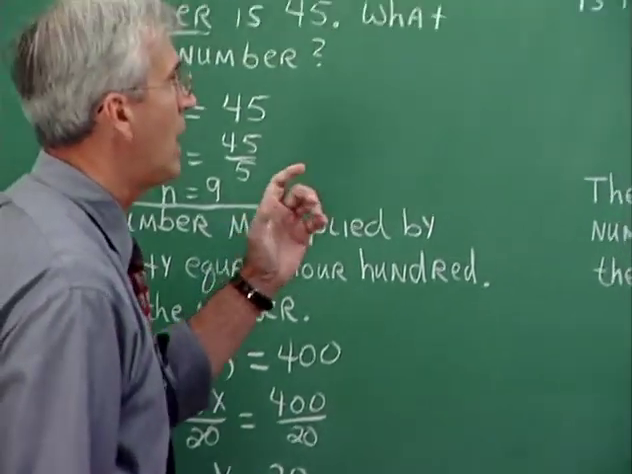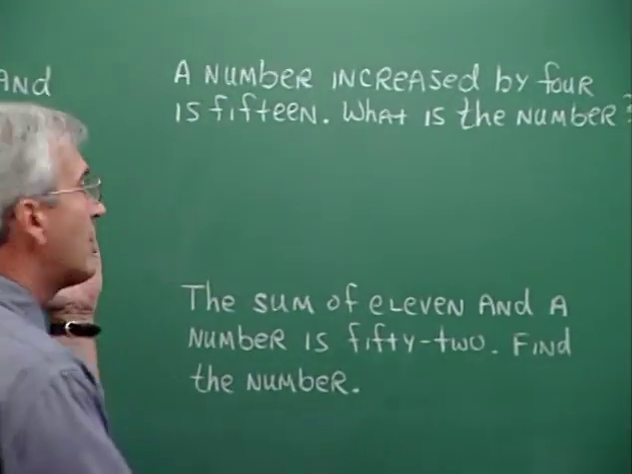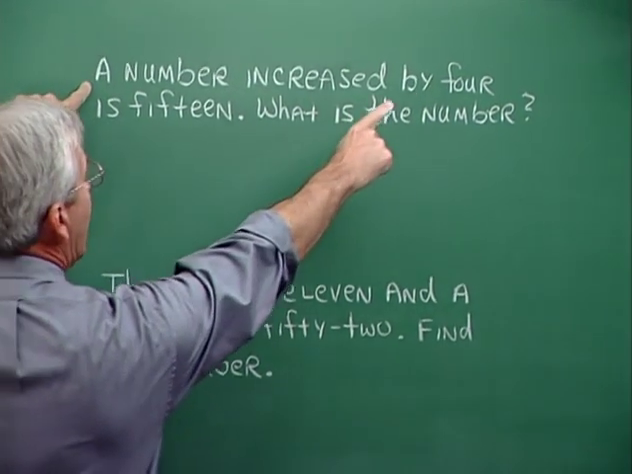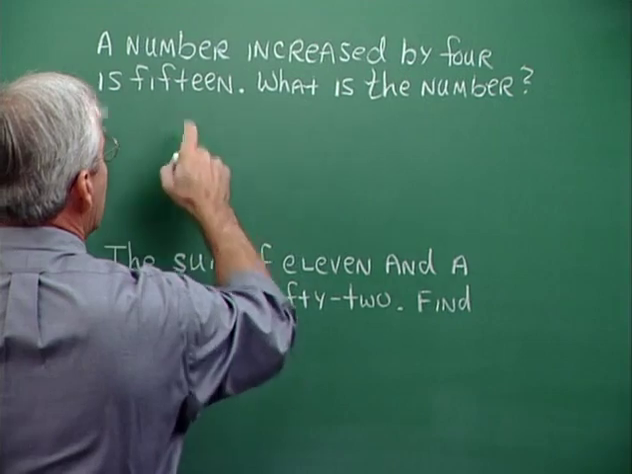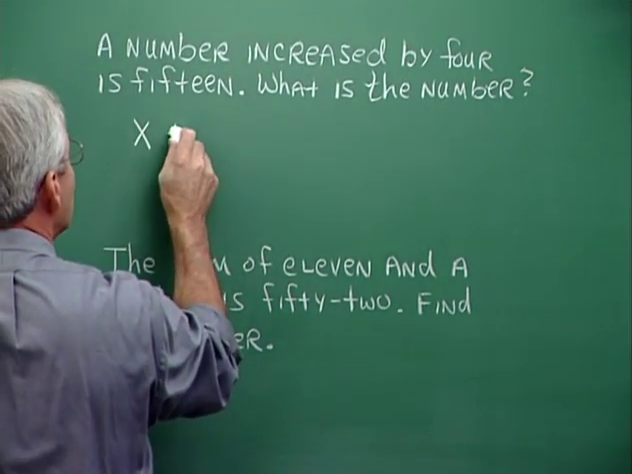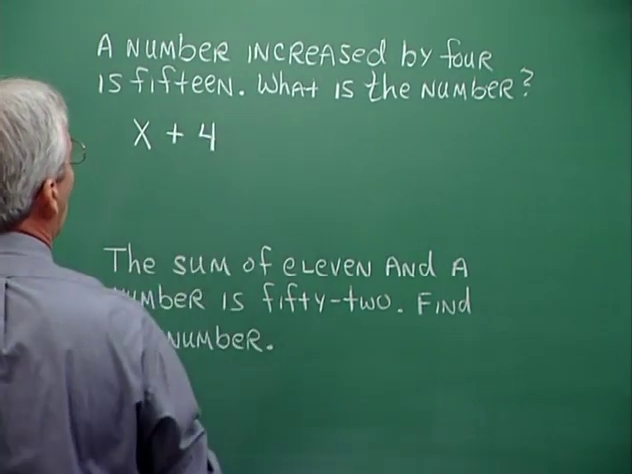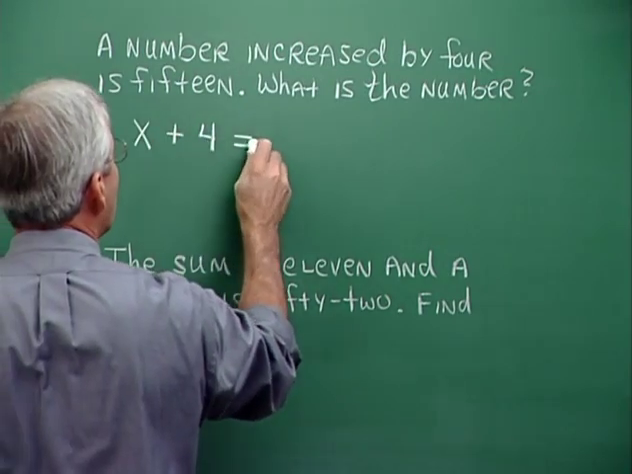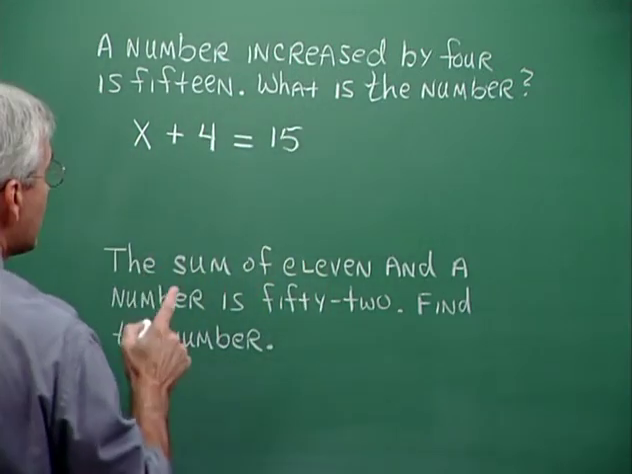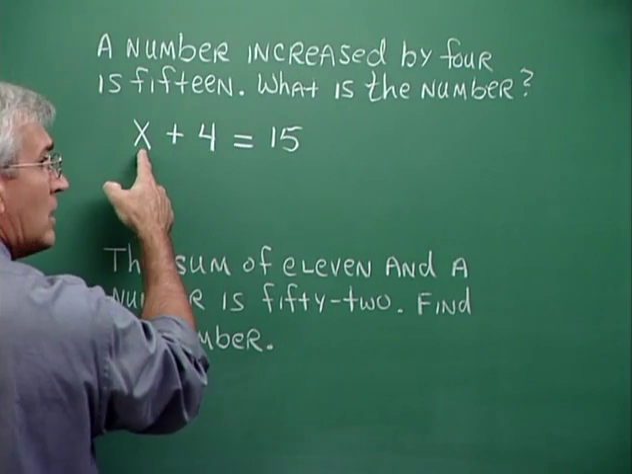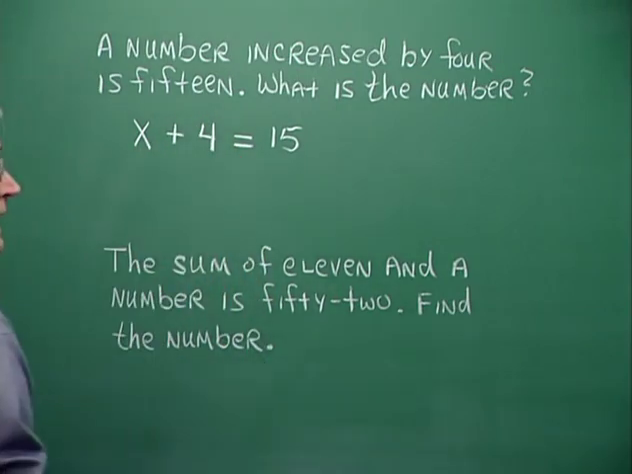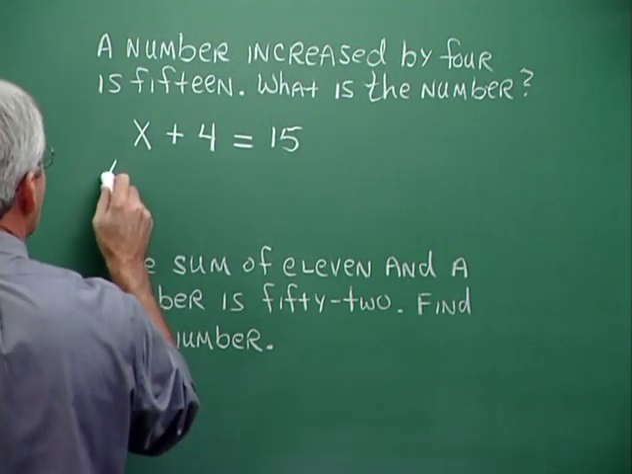Here are some other word problems, and they lead to the other kind of equation that we talked about earlier. A number increased by 4 is 15. Increased by implies addition. Increased by 4 is equal to 15. What is the number? We solve the equation by isolating the letter, and we isolate the letter by undoing this adding of 4. We undo it by subtracting 4.